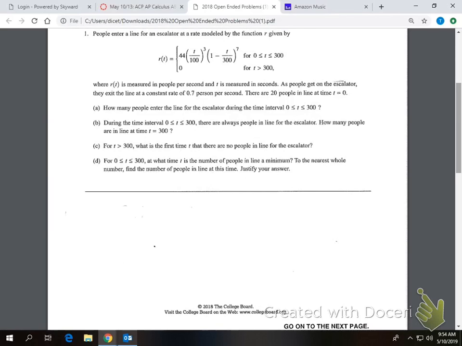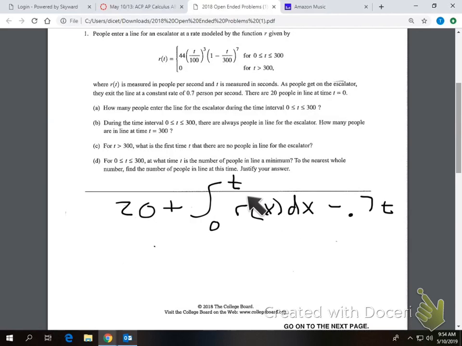How many people started? 20. Plus, from 0 to what time? I'm asking for what time is my rate entering, r of x dx, minus the 0.7t. Let's talk about this again. Let's see what this is. See if you can follow me. We had 20. We're entering at some rate. Exiting at this rate. Agree? So this is the function.